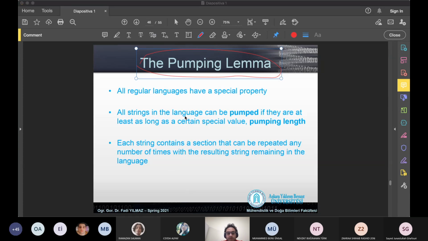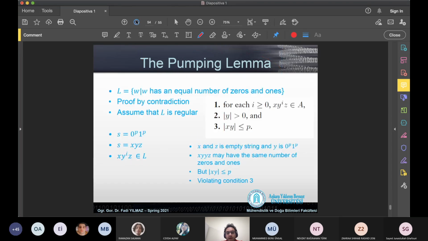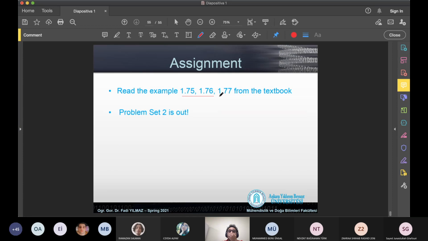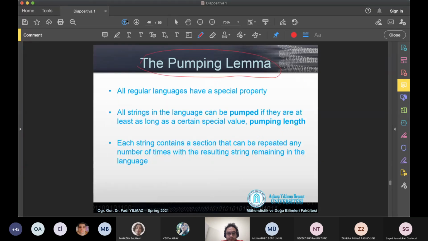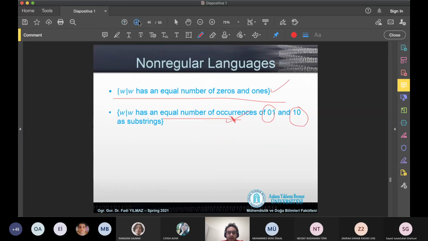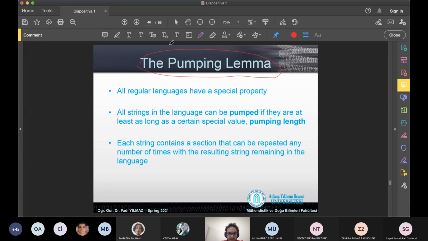As you see, I want you, as an assignment, to read these three examples from the textbook, and problem set 2 is out. So you have one week to complete problem set 2. And as I said, I'm going to record a video explaining the pumping lemma. This is the way we distinguish non-regular languages from regular languages. This is how we use it.